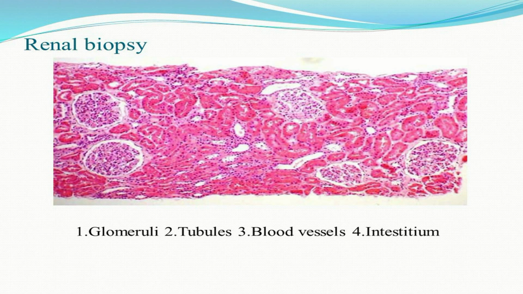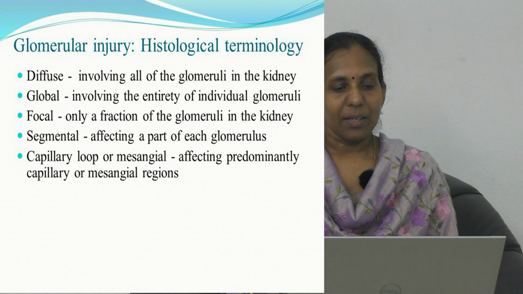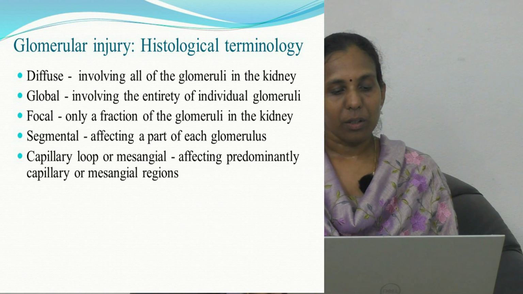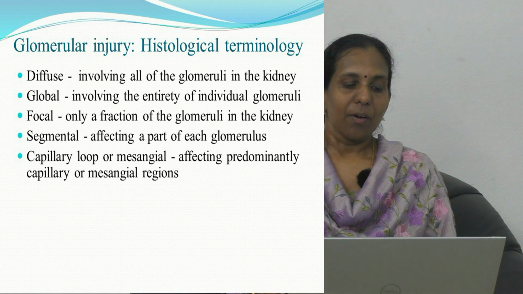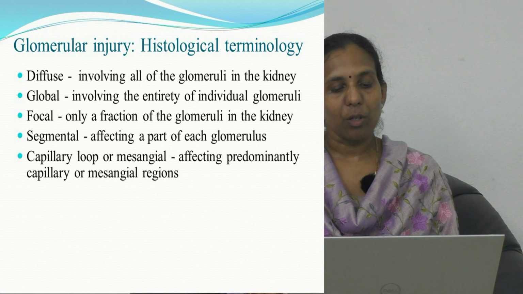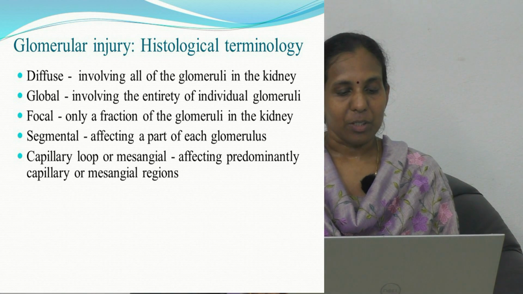So this is the diagram showing the renal biopsy composed of glomeruli, tubules, blood vessels and interstitium. Finally, whenever you have to describe the glomerulus, it can be diffuse, involving all the glomeruli, global, involving the individual glomeruli entirely, or focal, where only a fraction of glomeruli is involved. When you have to call it segmental, only a part of the glomerulus will be damaged.